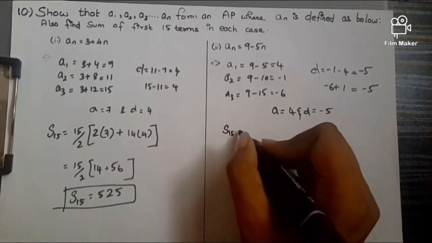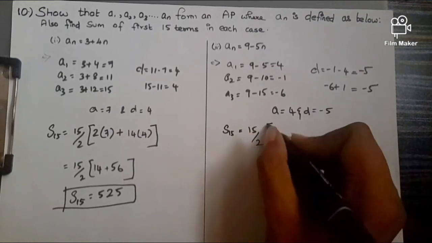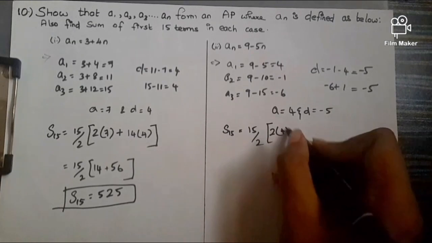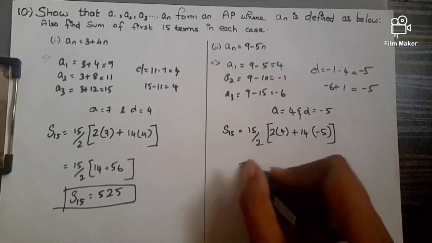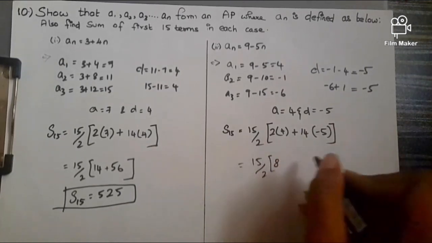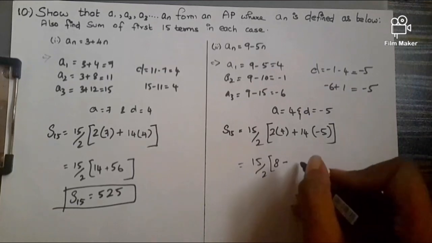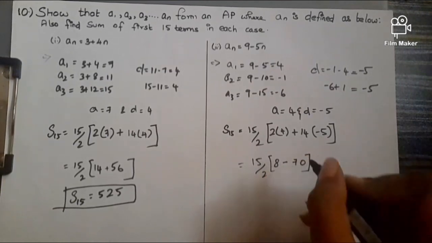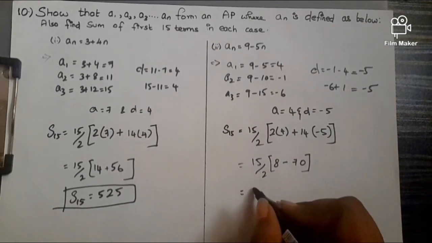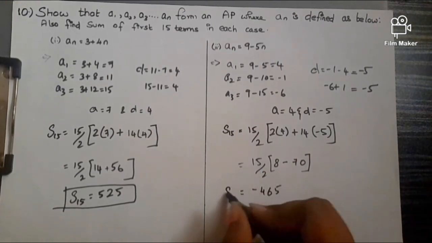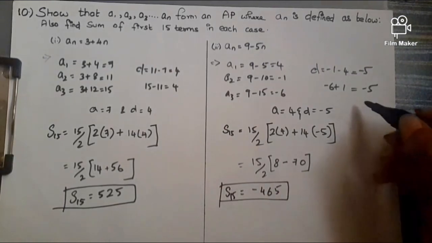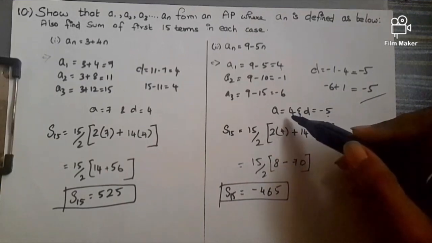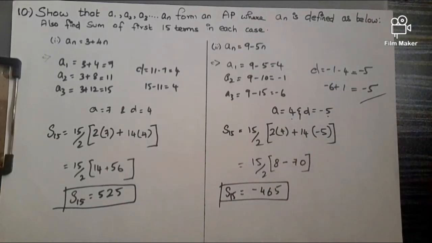Now find the value of S15. So 15 by 2 into a value, which is 4, plus n minus 1, so 14 into minus 5. So that is equal to 15 by 2 into 8 minus 70. When you solve this, you get the value minus 465 as the sum of the first 15 terms for this AP. This forms an AP with the common difference minus 5 and the starting a is 4. And they have asked us to also find the sum of the first 15 terms. So yes, S15 is equal to minus 465.